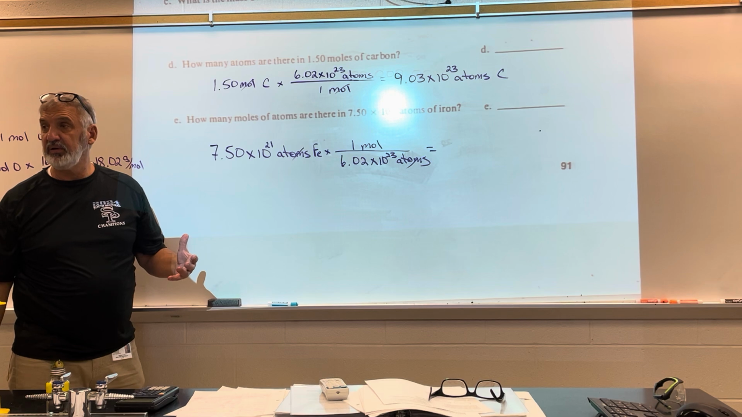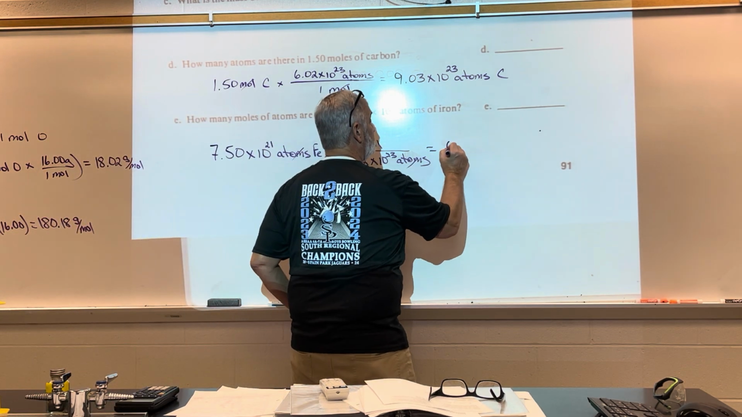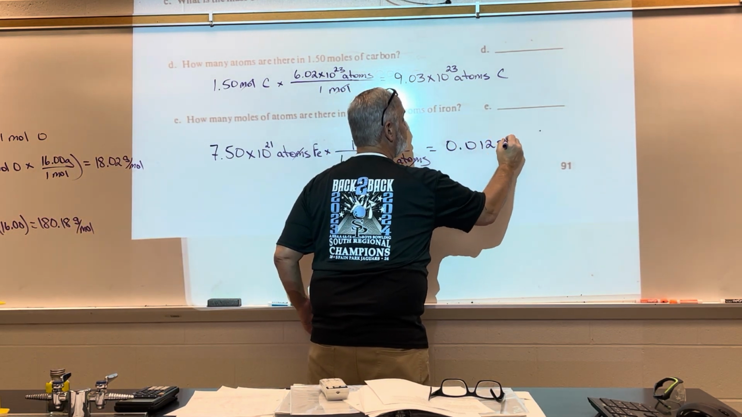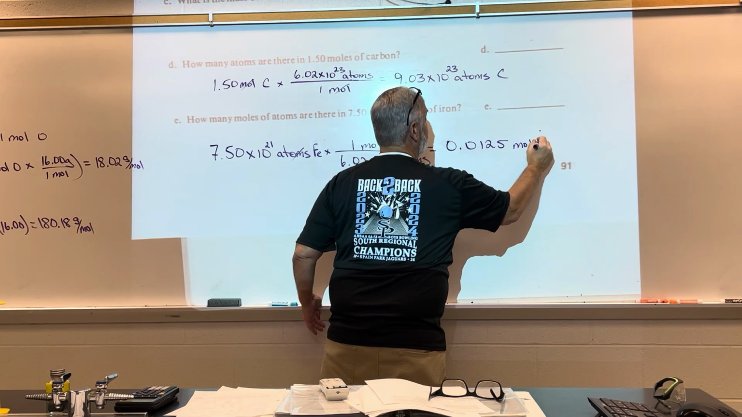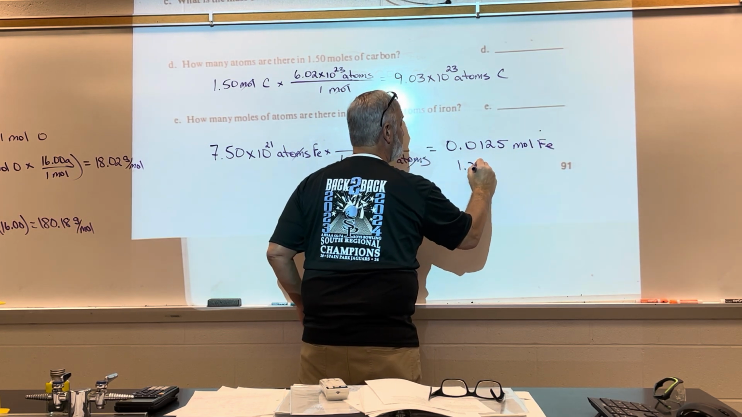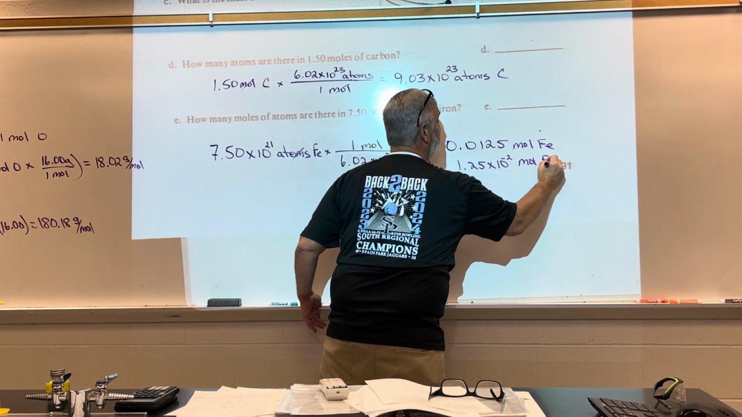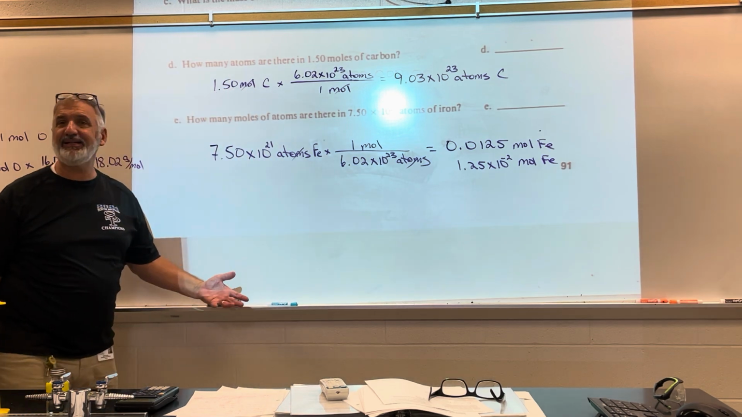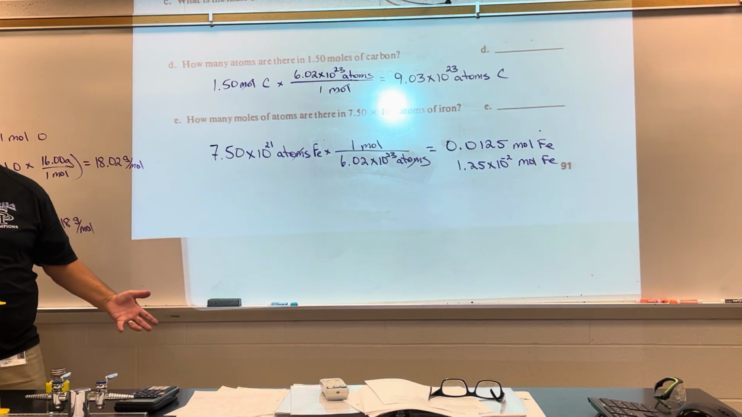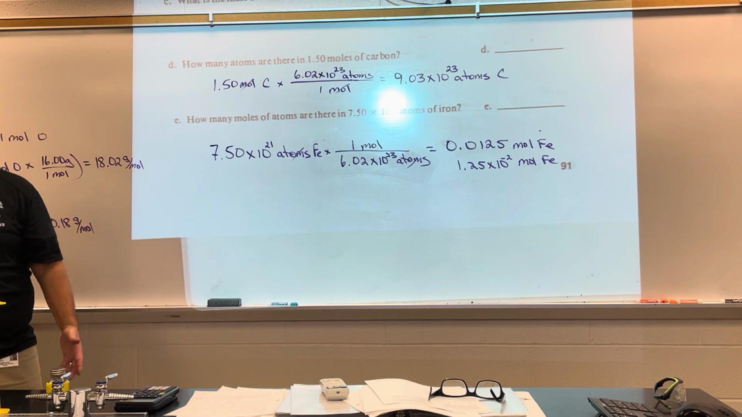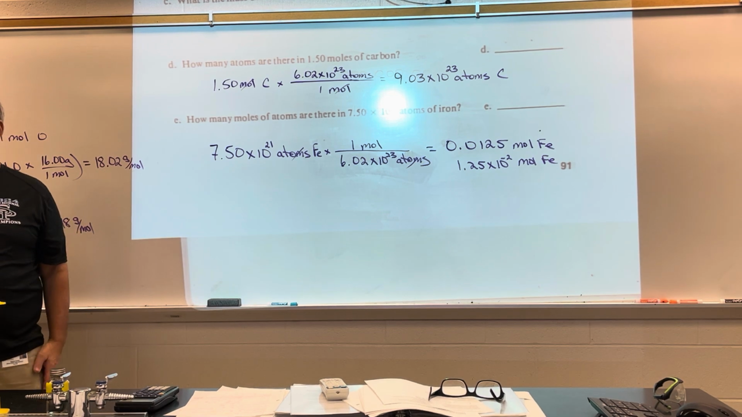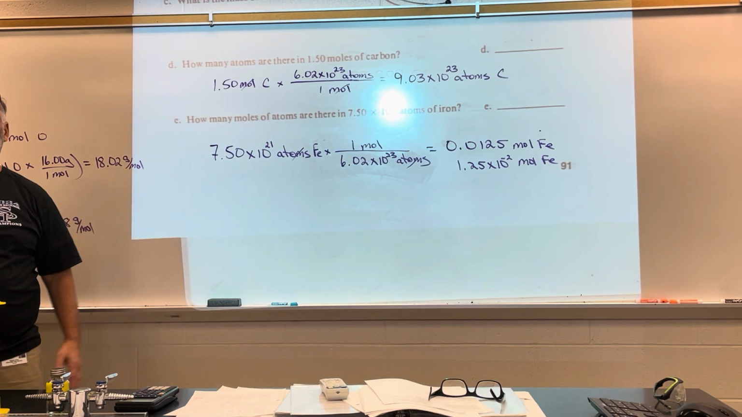Some of y'all are getting 0.0125 moles of Fe. Others of you are getting 1.25 times 10 to the minus 2 moles of Fe. Are those two different answers? Same. It's the exact same number. Y'all, you gotta realize scientific notation, regular notation, it's the exact same thing. It's not a different number completely. Both 100% correct. I just don't care which one you do.